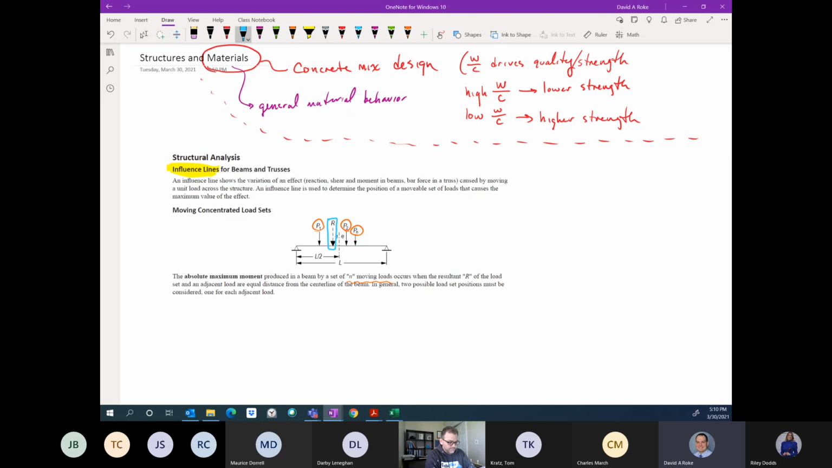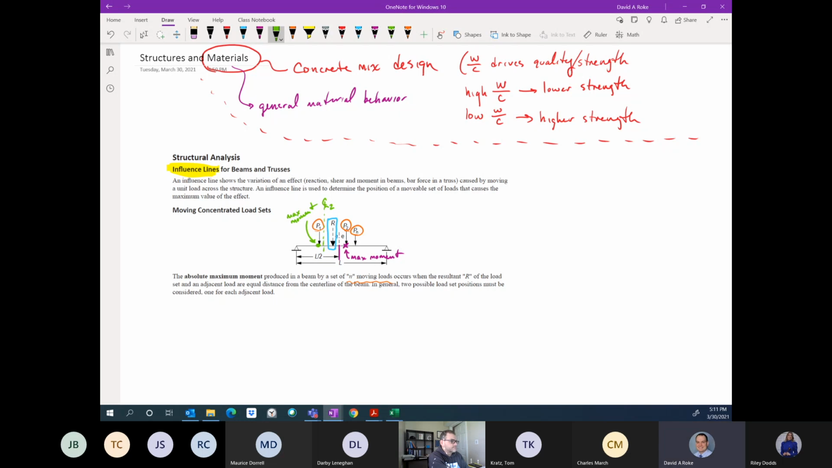So based on your loads P1, P2, Pn, you find the resultant force and its location, and then check the position of this moving load set with respect to the center line of the beam, such that the center line is equidistant from R and P2. The alternative position is where the center line is equidistant from P1 and R. Just those two positions. Then you would find your moment for this particular loading. For the other loading, with the center line equidistant from P1 and R, the maximum moment would occur underneath load P1.